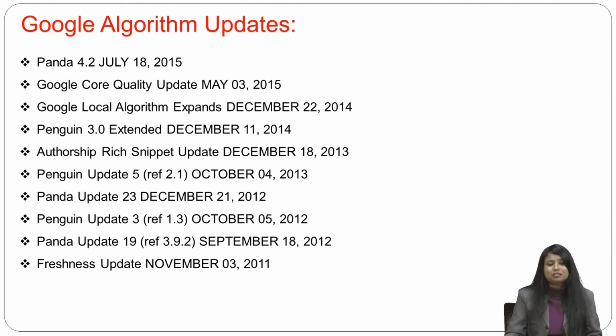Now, moving forward, Penguin update 5th, which comes under reference 2.1. It came on October 4th, 2013. It was released during Google's continuing fight against web spam.